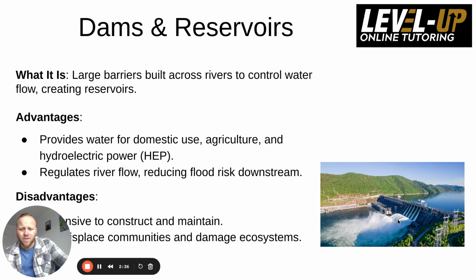Advantages, obviously we can use this for hydroelectric power as well, and the water can be used for agriculture, for recreational activities, for drinking, and it just means that we can massively reduce flood risk because we can regulate river flow. However, as we said before with hard engineering techniques, they're not natural at all, so they're not in line with the environment. They can be quite damaging, actually. They're extremely expensive to build and maintain. People might have to leave for the area that floods behind the reservoir, and of course that could damage ecosystems as well. It can affect fish migrating upstream, as just one example.